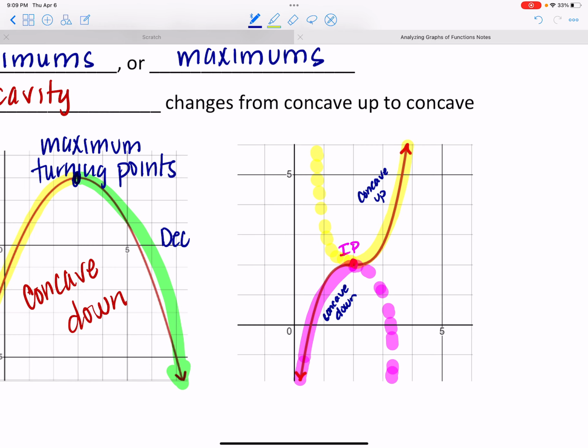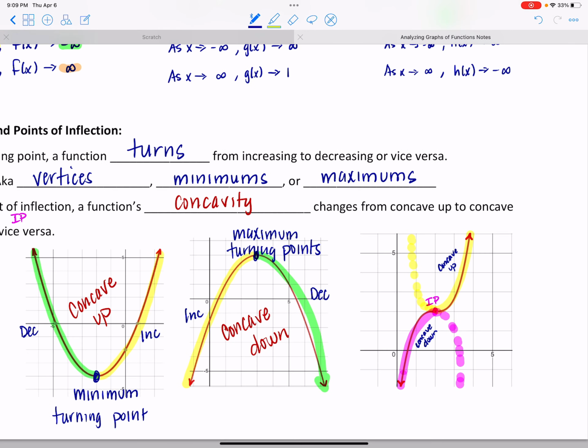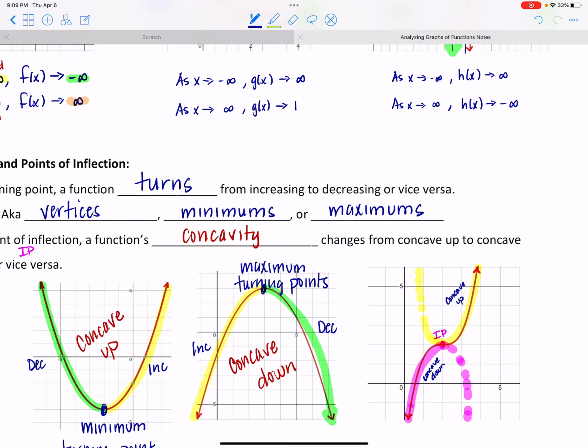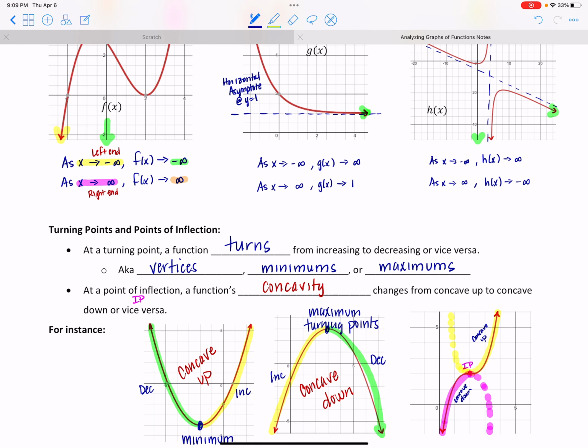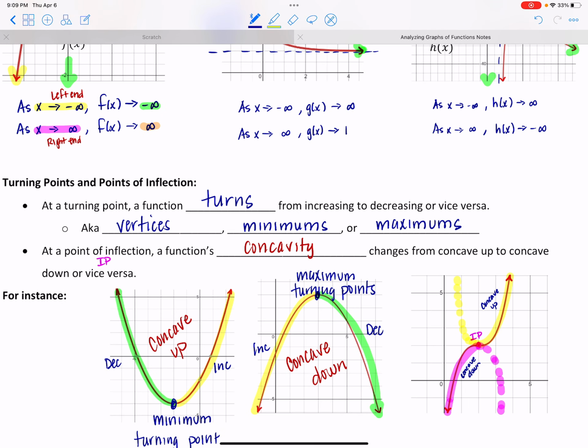And I'm hoping inflection point or a point of inflection is not a new word, but again, definitely something we're going to see a lot of in calculus. So we need to be able to identify end behaviors. This one's super, super important. And we need to be able to identify our turning points where we change from increasing to decreasing or vice versa, and our inflection points where our concavity is changing. So these last few concepts, which seem kind of simple, they're super, super big in calculus, okay?